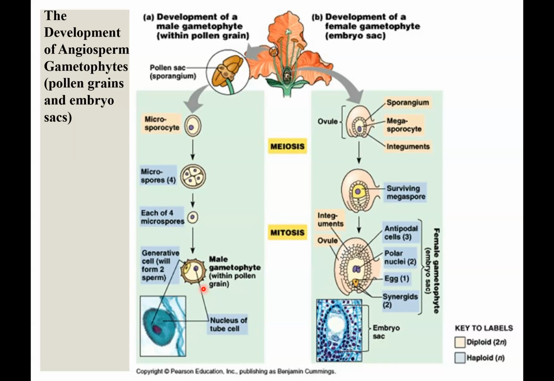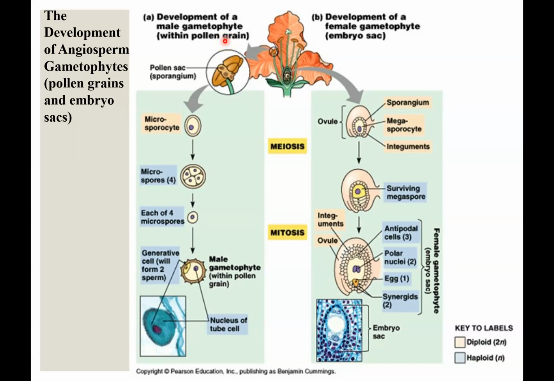Now it's important that we looked at the development of the angiosperm gametophyte, that is the pollen grain, as well as the embryo sacs. And we're going to use a diagram. This is the diagram that we're going to use. So we're going to look first at the left side of this diagram, that is going to show you the development of the male gametophyte, that is the pollen within the pollen grain.